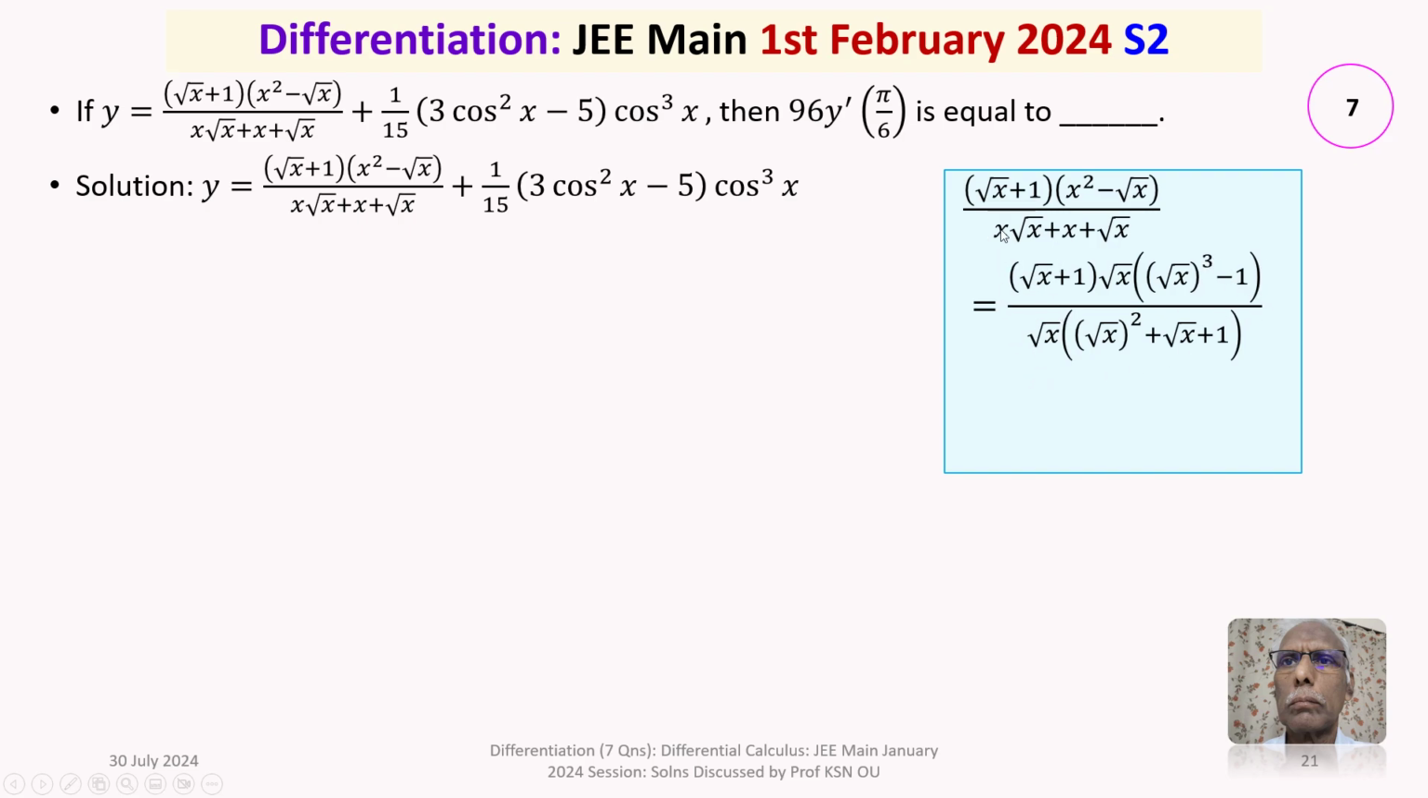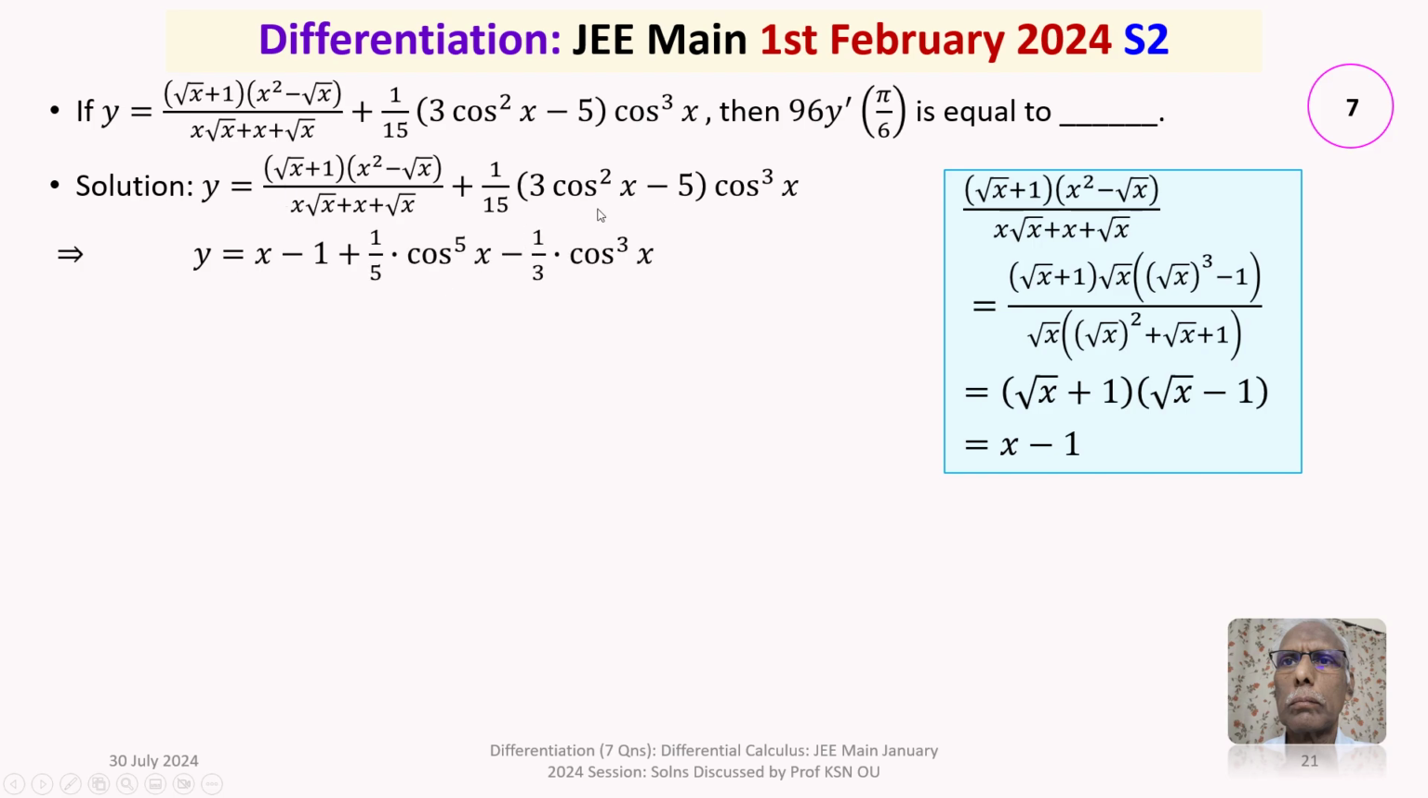When you take common in the denominator, you will have an x here, that x we have written as root x whole square. Now you see in the numerator you have a cube minus b cube. In the denominator you have a square plus ab plus b square. So cancellation takes place, and root x cancels, and you will get root x plus 1 into a minus b will remain here, root x minus 1. Root x plus 1 into root x minus 1 is x minus 1. That's very simple. Y is equal to x minus 1.